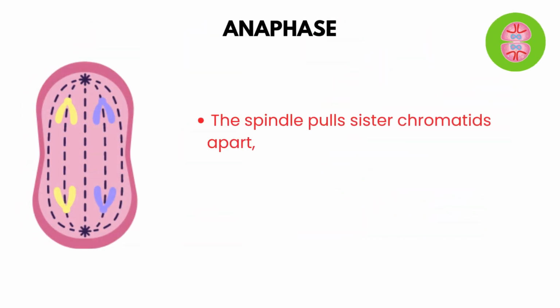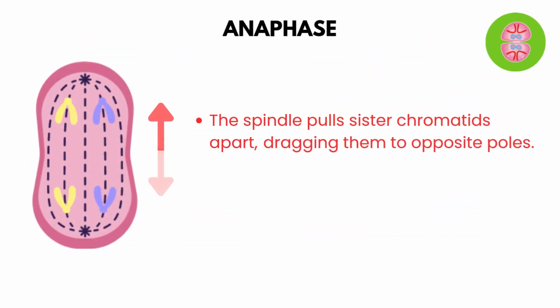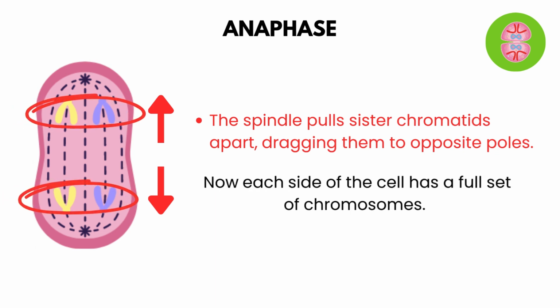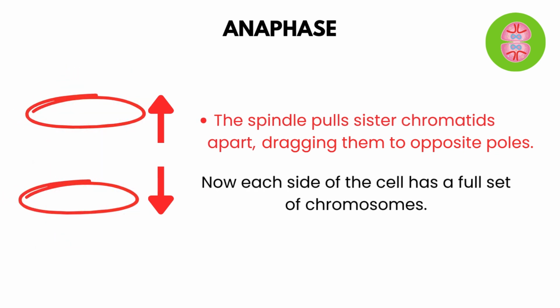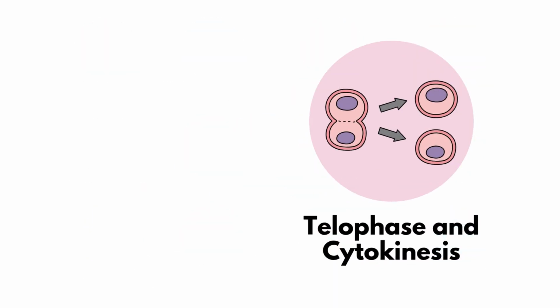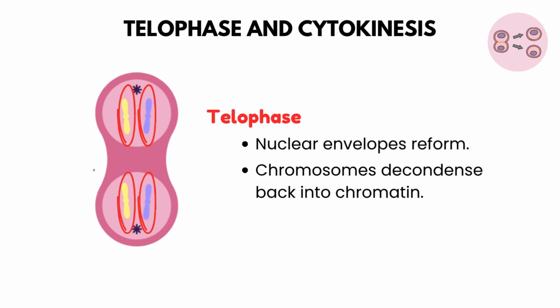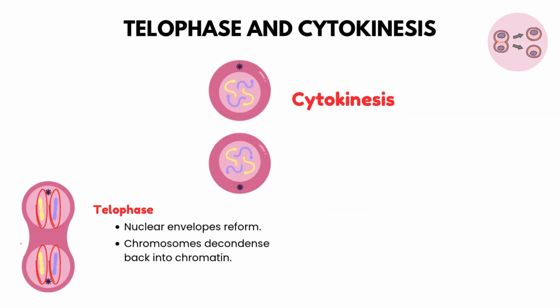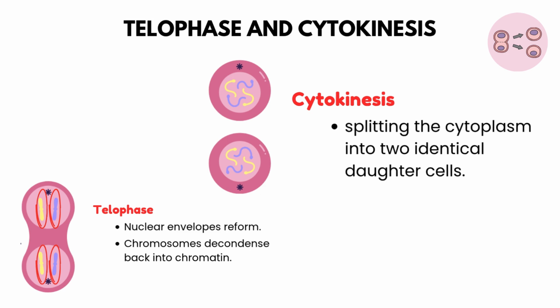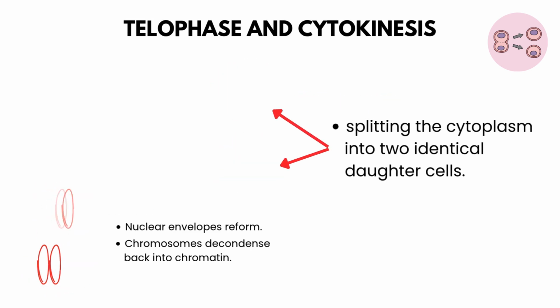Anaphase. The spindle pulls sister chromatids apart, dragging them to opposite poles. Now each side of the cell has a full set of chromosomes. Telophase and cytokinesis. Nuclear envelopes reform. Chromosomes decondense back into chromatin. Cytokinesis overlaps, splitting the cytoplasm into two identical daughter cells.